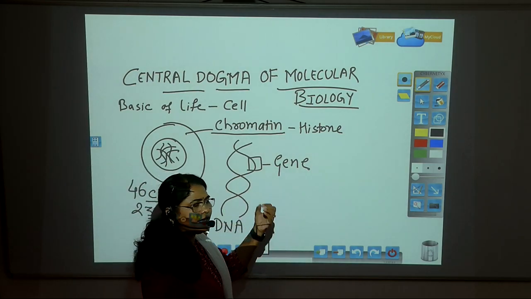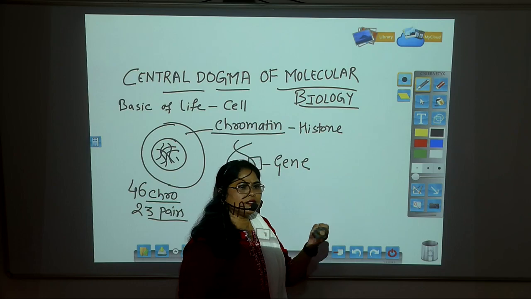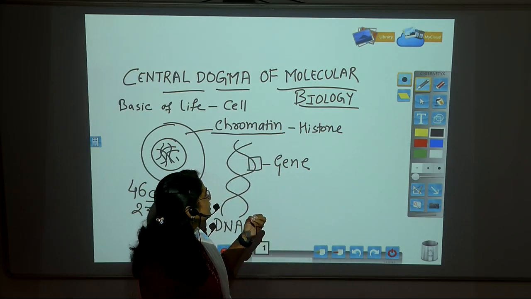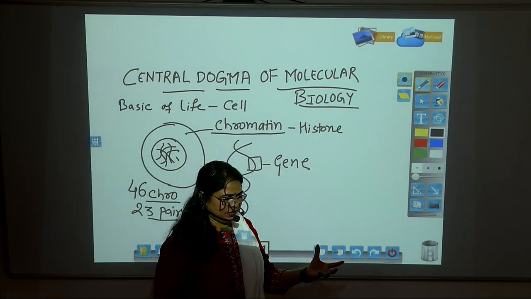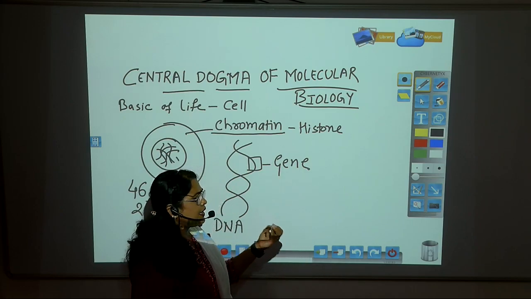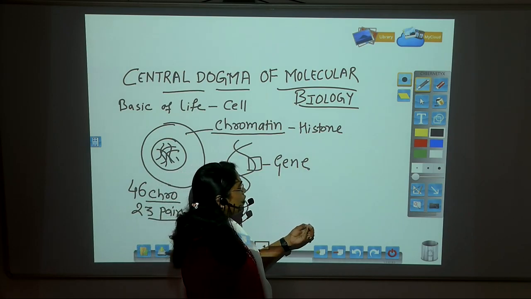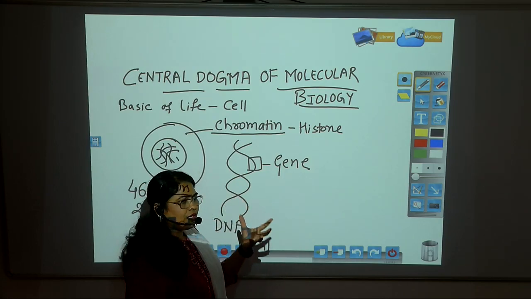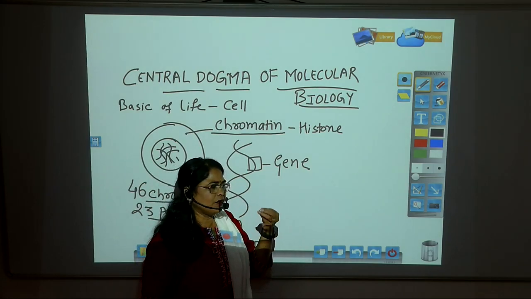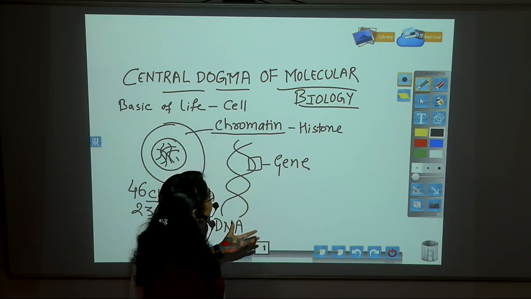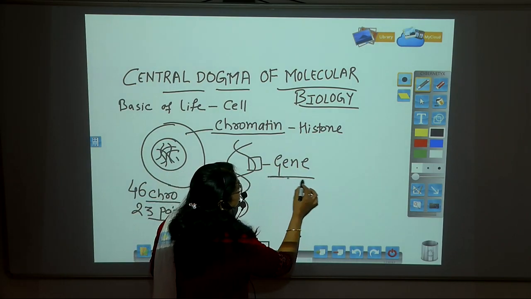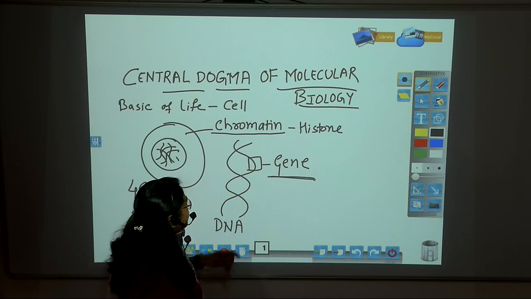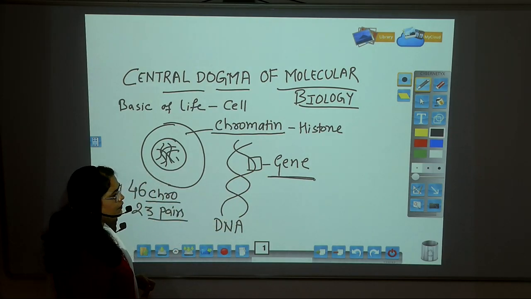This gene gives an expression. This gene gives a trait. This gene gives a character. This gene gives a specific morphological expression, or whatever your eyes can see of a person, a character, everything is given by this gene. Gene is a segment of DNA.